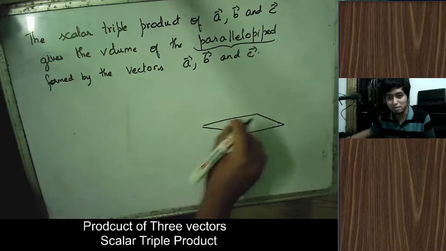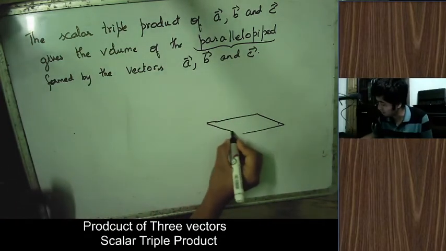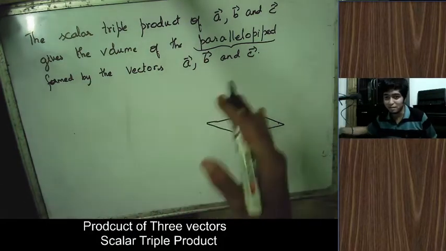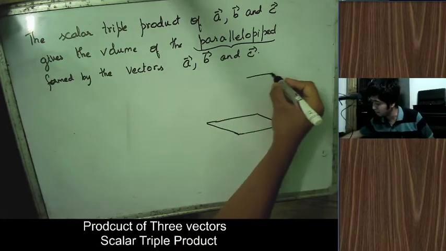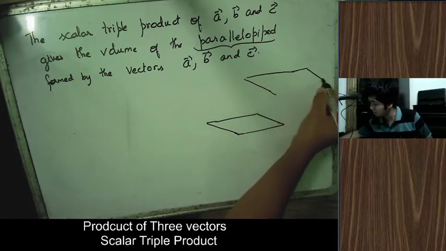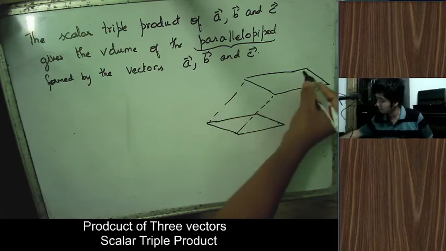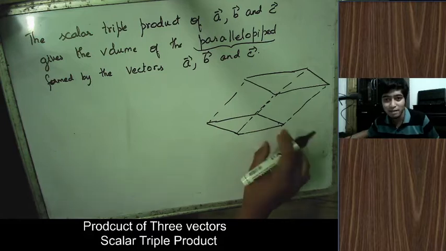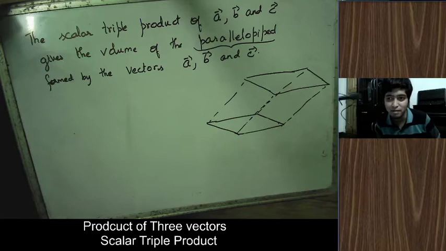Since the board is also tilted, it is not looking very clear. Take a parallelogram on the ground, take another, the same parallelogram, above the ground, and then join the vertices just like you do. So this object that we are having is a 3D object. This object is called a parallelepiped.